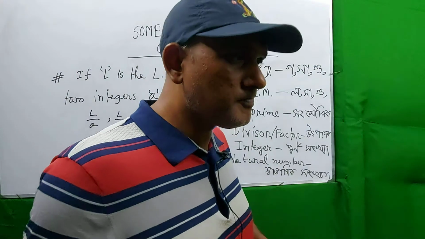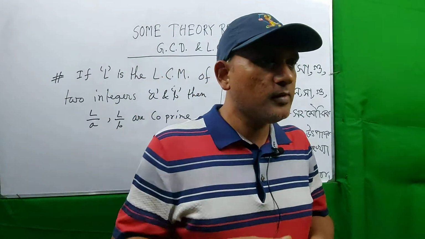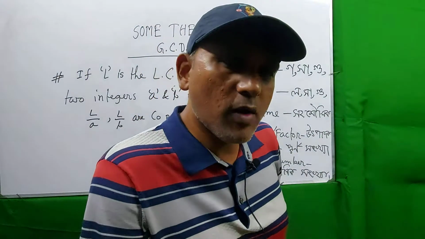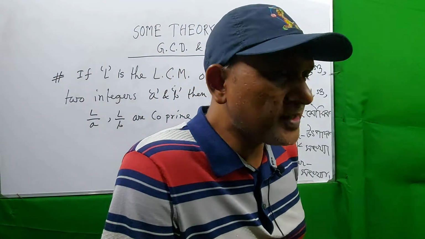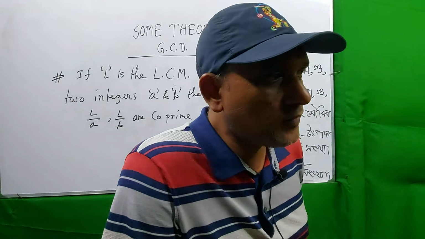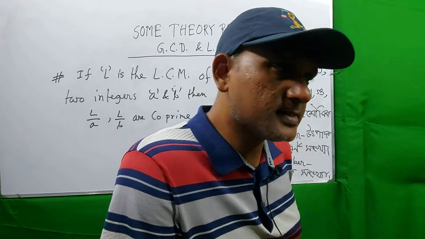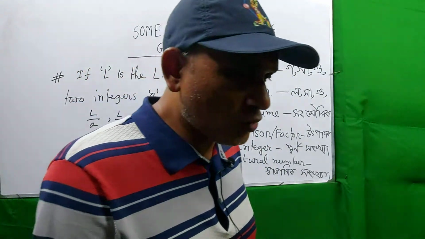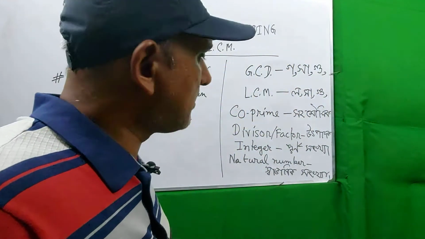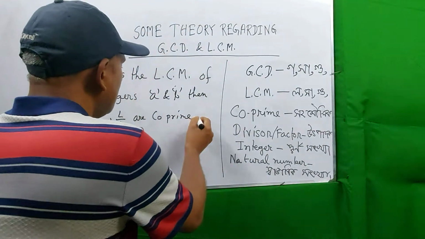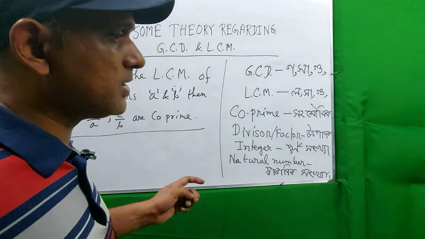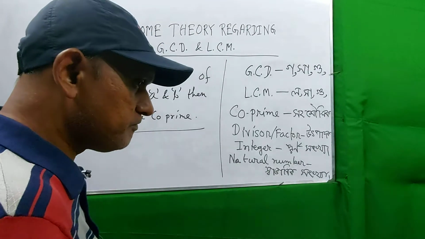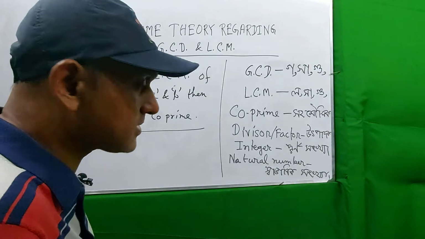What is co-prime? If the G.C.D of two integers is 1, then those two integers are called co-prime numbers or mutual prime numbers. That is the statement of the second portion of the previous theorem. Now I am going to explain that theorem.